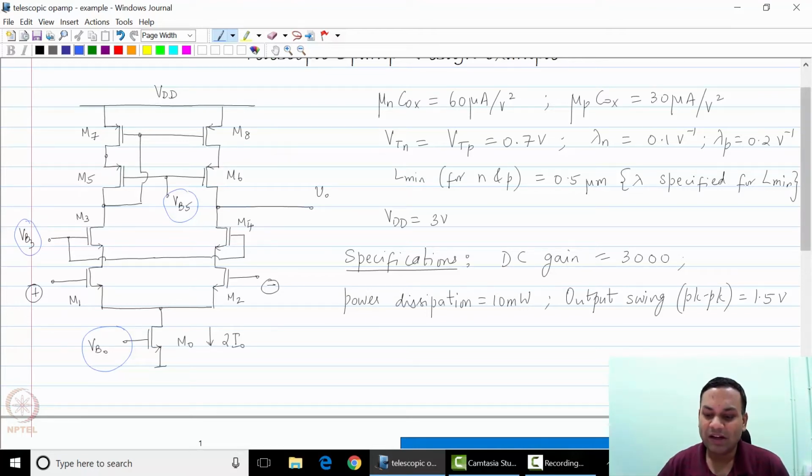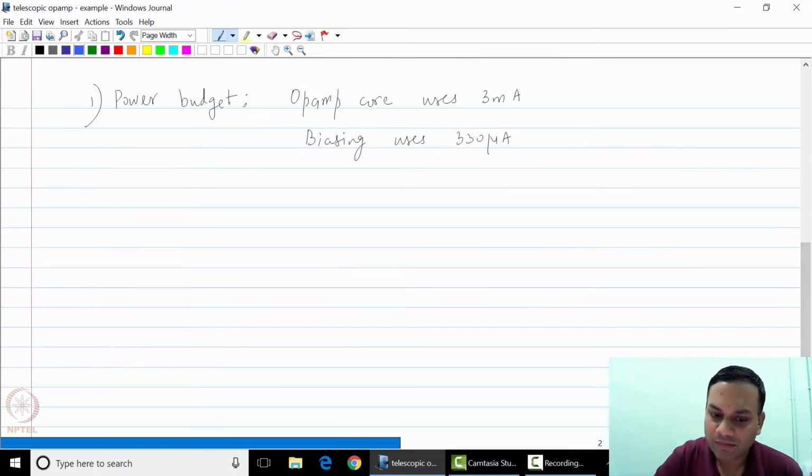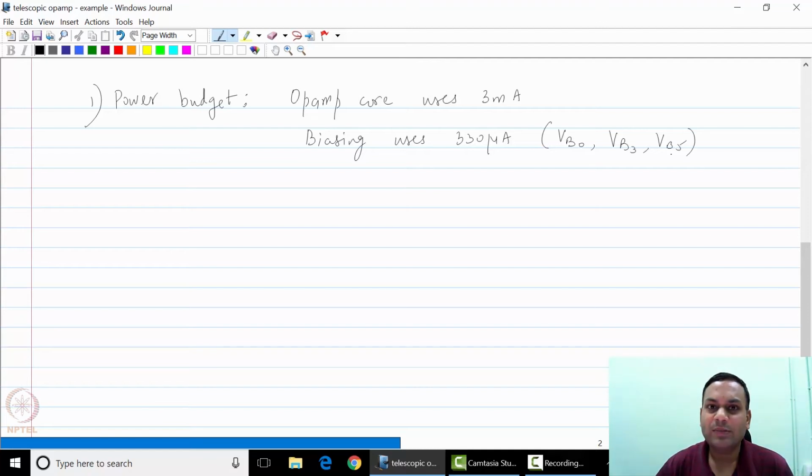Of course, you will need to use some kind of reference current source and maybe a bunch of current mirrors to generate these kinds of voltages. I will not go into the details of how to generate these, because these have been seen before, when we had looked at single transistor circuits and current mirrors. So let us assume that this is known, and we will not do that part now.